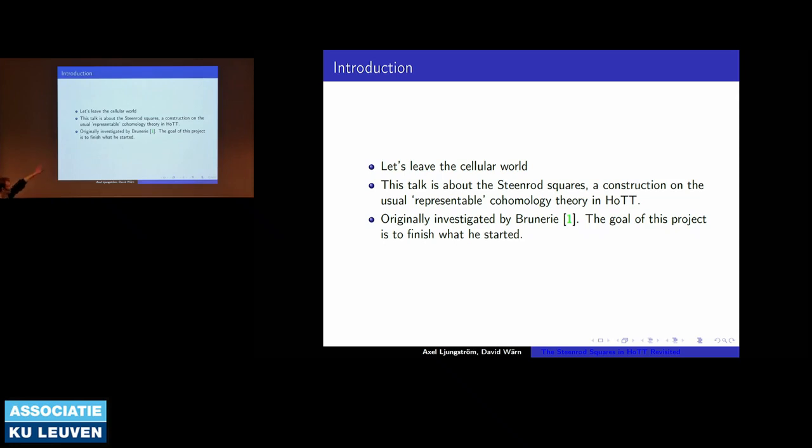Okay, so now we're leaving the cellular world. Phew, finally. We're in the world of Steenrod squares now. So this talks about Steenrod squares, and it's a construction on the usual nice representable cohomology theory in HoTT. So these were originally investigated in HoTT by Guillaume Brunerie, and the goal of this project is essentially to finish what he started. So this was a TYPES abstract from 2017, I think, and nothing was done after that. So me and David thought that it was about time.